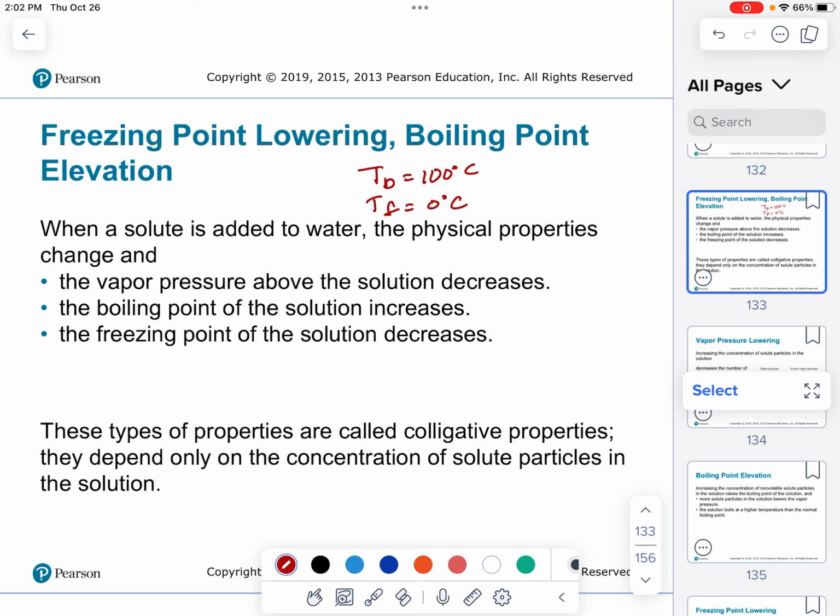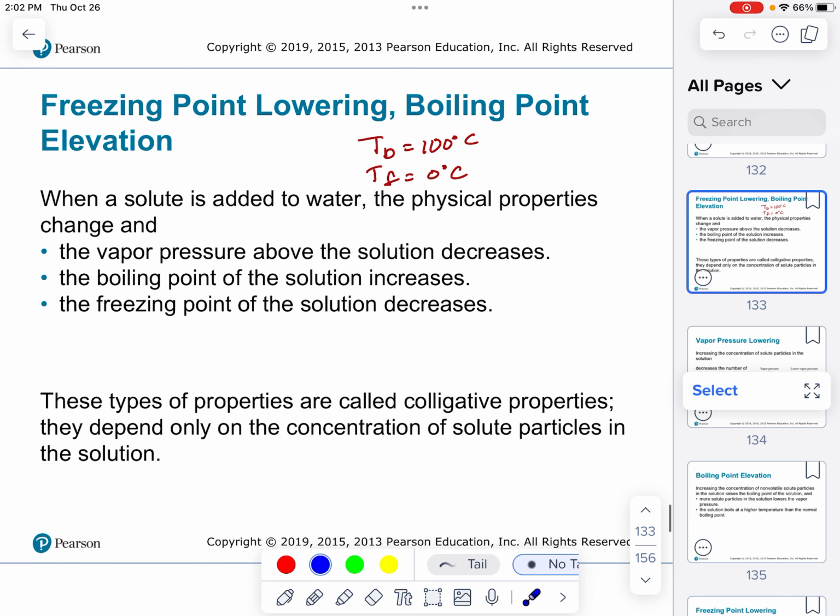So when a solute is added to water, the physical properties change. The vapor pressure above the solution decreases. And that means that the boiling point of the solution increases. The boiling point is when the vapor pressure equals the atmospheric pressure. So if the vapor pressure decreases, then it's going to take more heat to boil. And the freezing point of the solution decreases. These types of properties are called colligative properties, and they depend only on the concentration of solute particles.